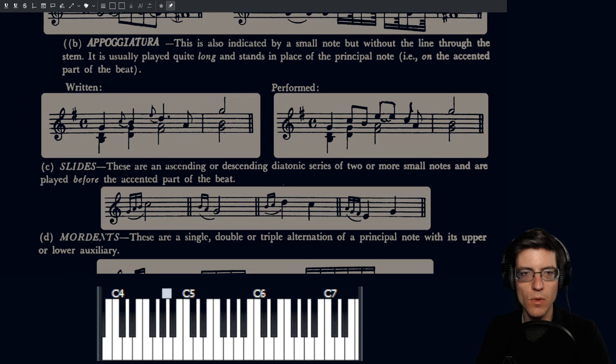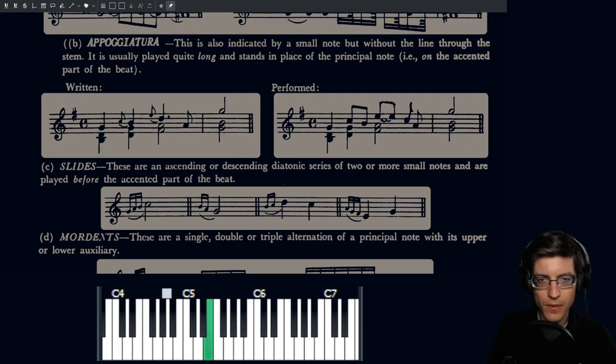Slides. These are ascending or descending diatonic series of two or more small notes and are played before the accented beat. So how does that sound? So if the downbeat is 1, 2, 1, 2, and then 1, so you see little slides. These are ascending or descending diatonic series. And then down here, that would be A. So it essentially falls onto the beat.